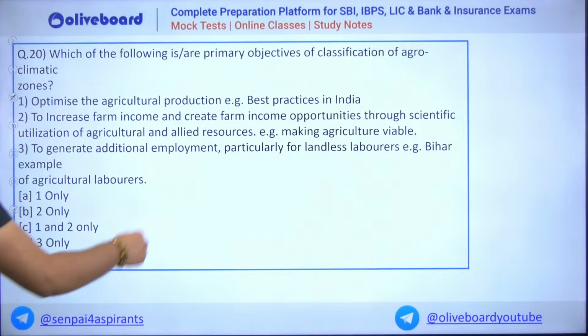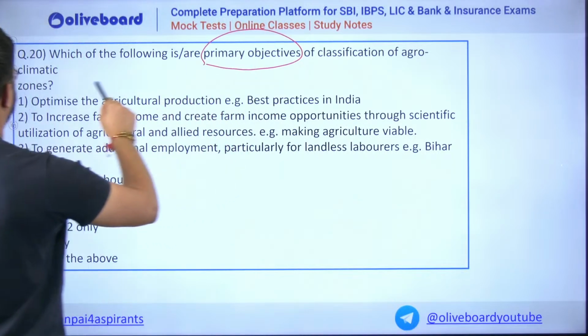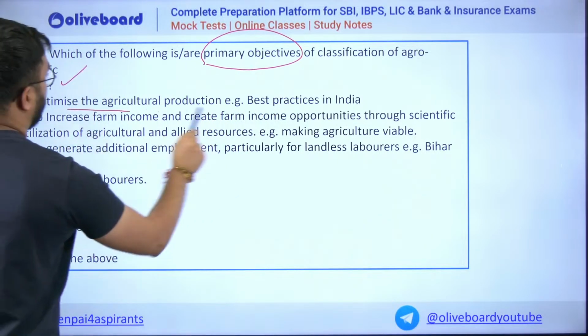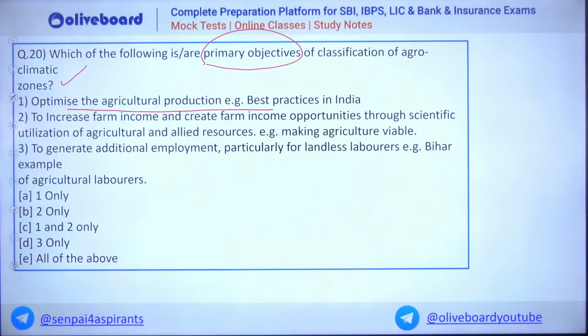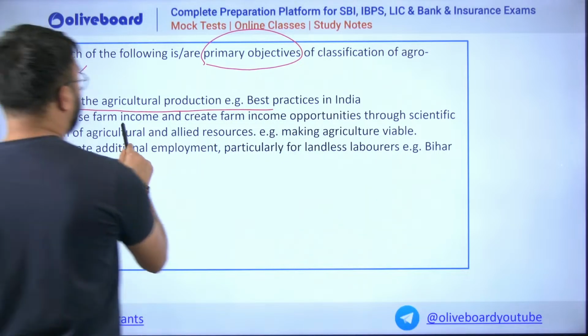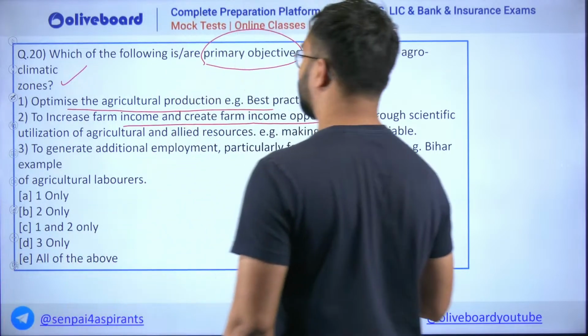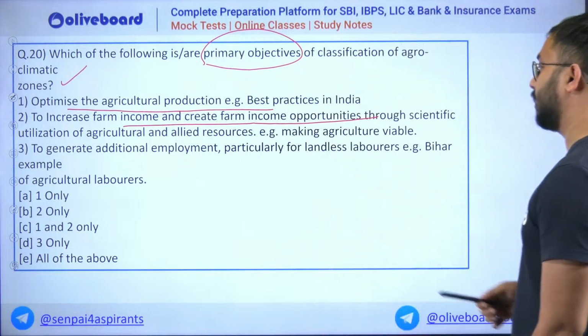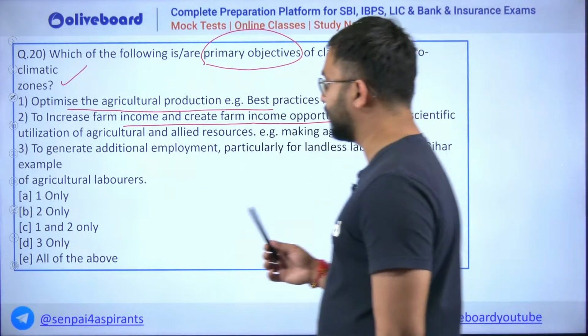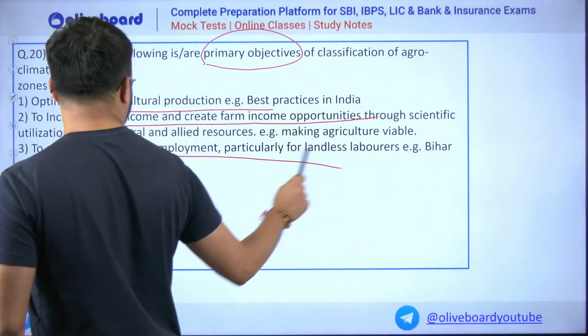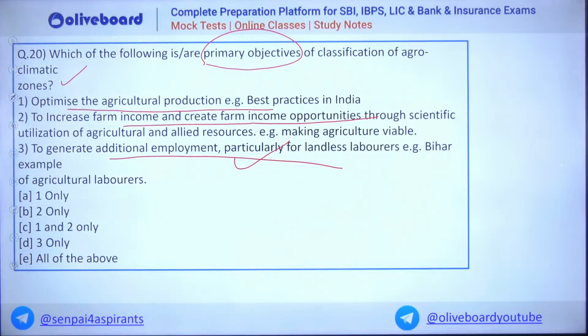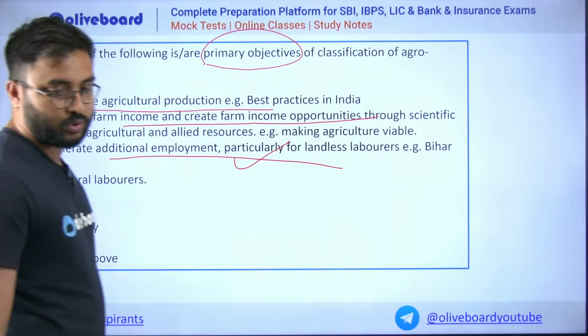Which of the following are primary objectives of classification of agroclimatic zones? Optimize agriculture production, that is best practices in India. Increase farm income and create farm income opportunities through scientific utilization of agriculture and allied resources. Generate additional employment, particularly for landless laborers, for example, Bihar. And options are given here. We have to find which of the following are primary objectives.